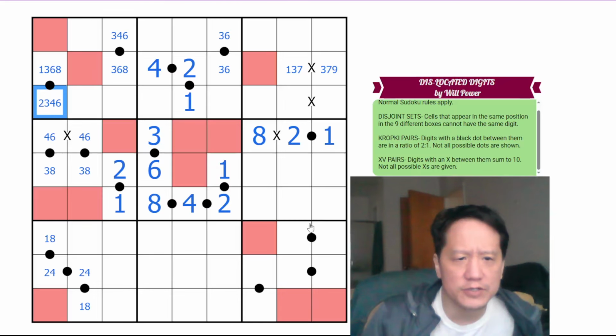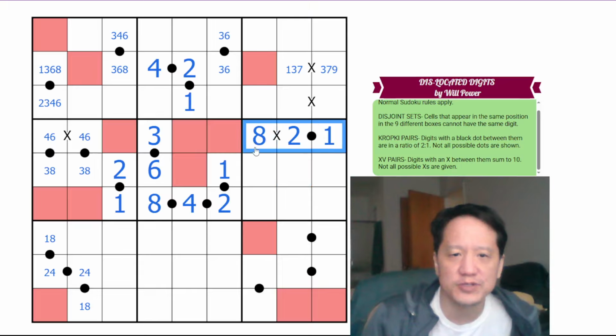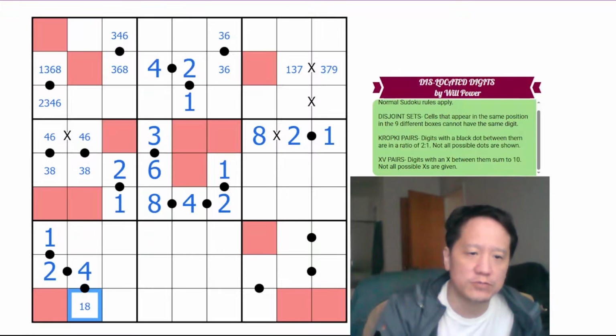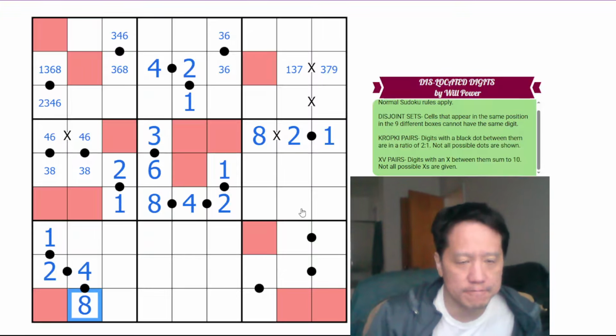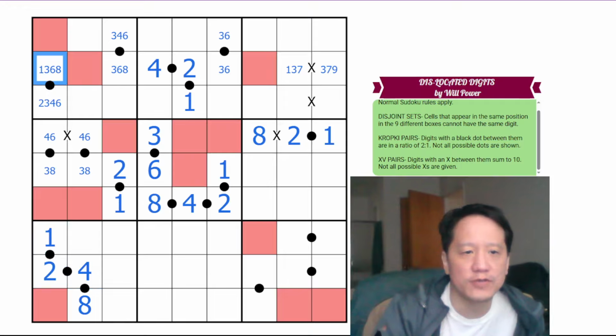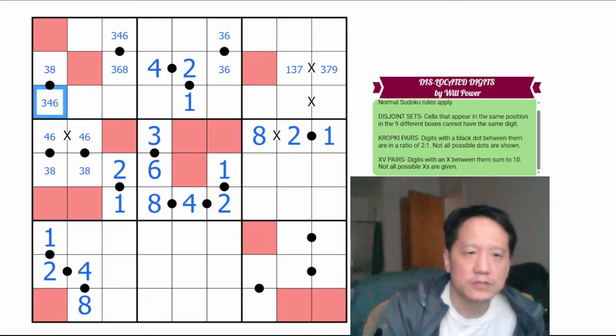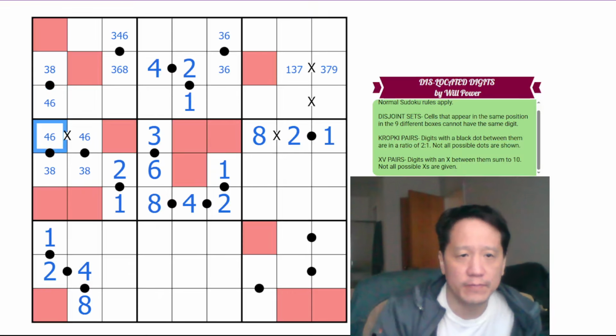Now we're probably going to be using disjoint sets. Yes. So this is an 8 in the upper left-hand position in a box. So this cannot be 8, which makes this a 1. 1's in a 1 to 2 ratio with 2, which is in a 1 to 2 ratio with 4, which is in a 1 to 2 ratio with 8. This 1-2 pair eliminates 1 and 2 in the rest of the column, so this can't be 1 or 2. We have a 6 here, so this cannot be 6 in that position, so therefore this can't be 3.